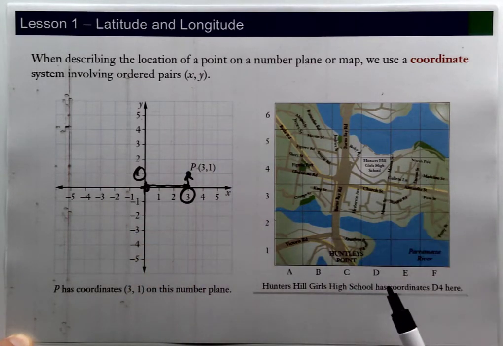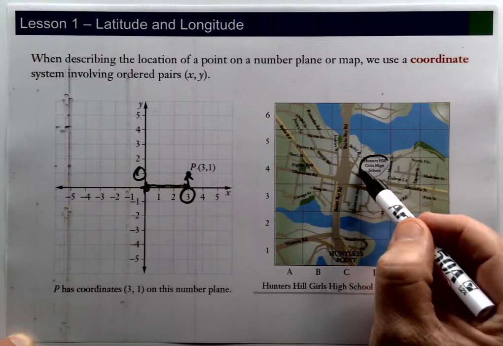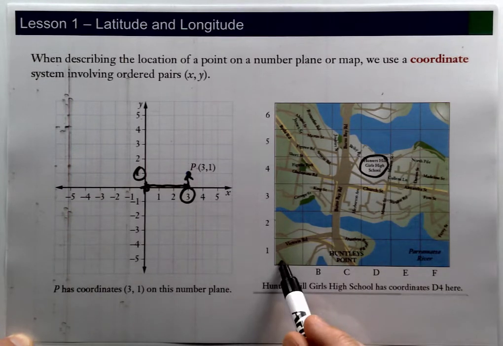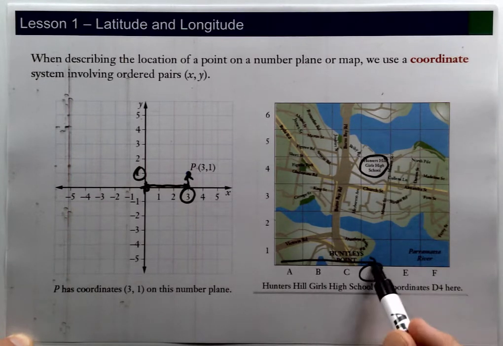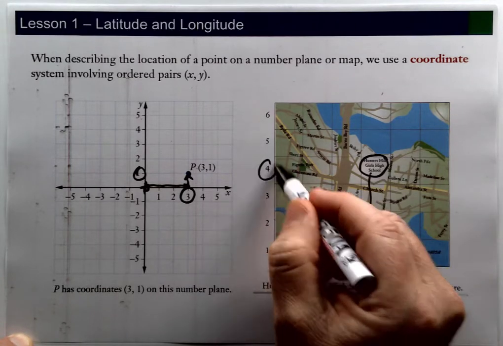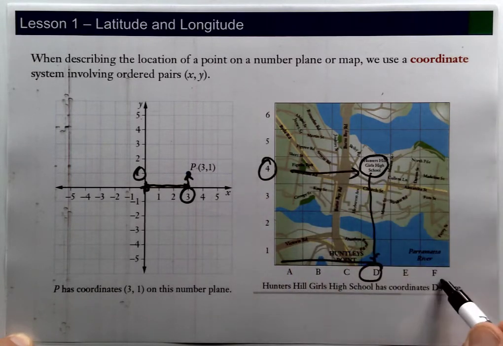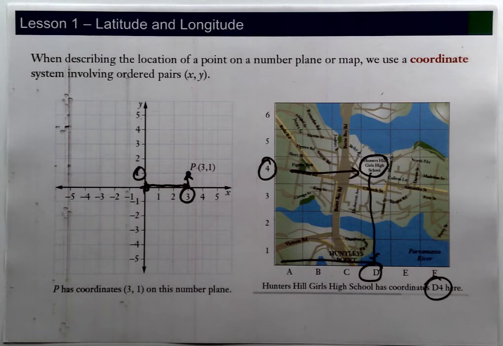Okay, similarly, same sort of thing on a map, not that we use paper maps much anymore. If we were trying to find Hunters Hill Girls High School, we'd do the horizontal, we'd get to D, then we go to the vertical, which is 4. So that happens to be at the grid reference D4. And we're going to follow very similar ideas when we look at latitude and longitude, which will cover a position anywhere on the Earth.